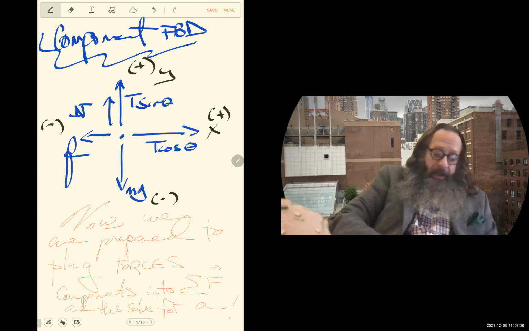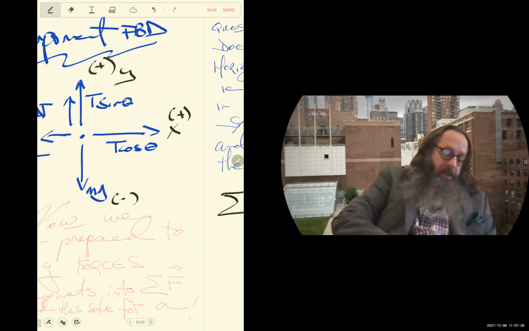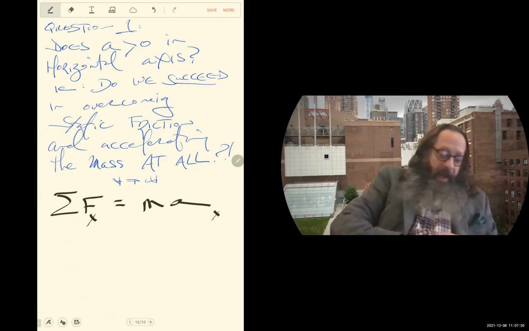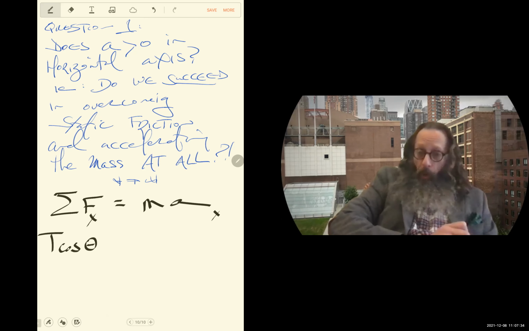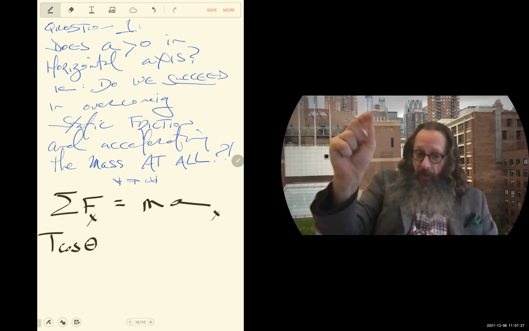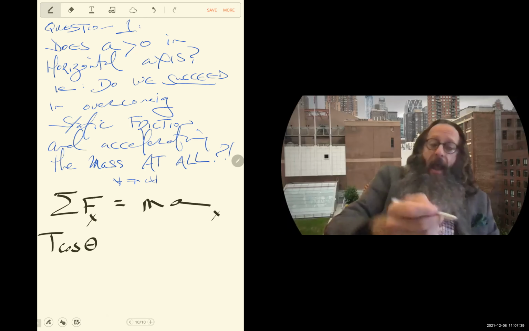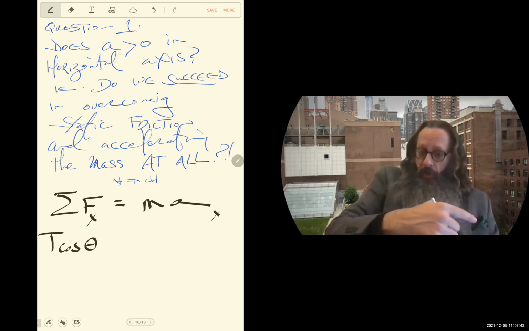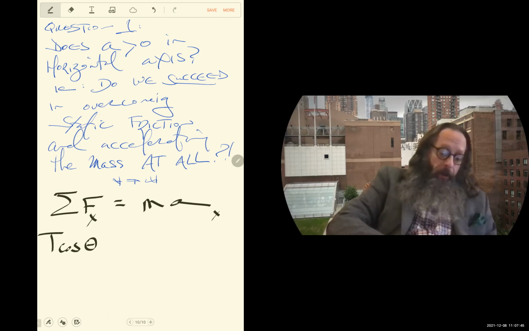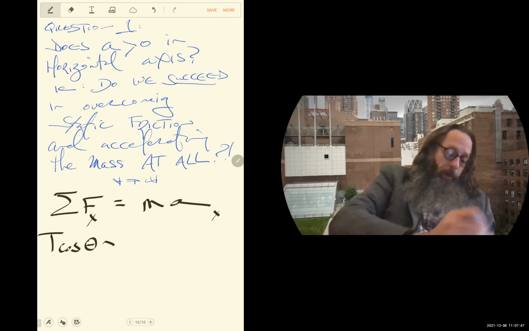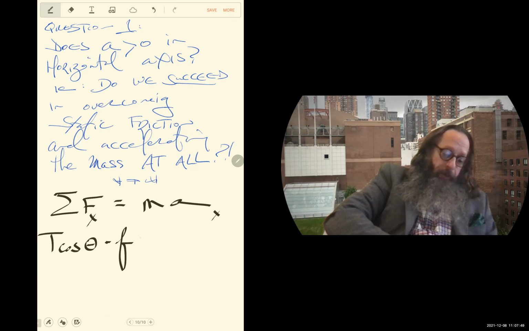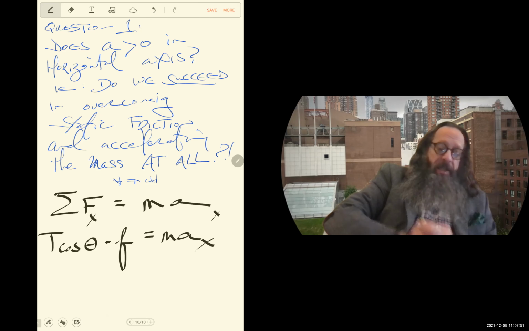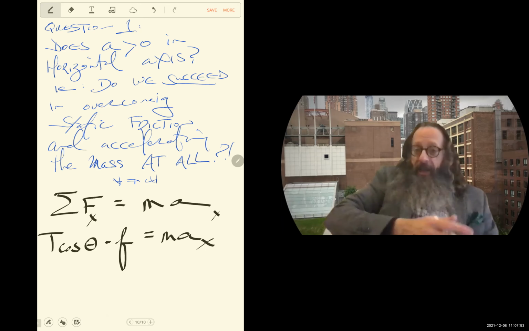All right, so I'm looking at the x-axis, adding up all the forces in the x-axis. So I have T cosine theta, the horizontal component of tension, going one way, and I'm adding it to the friction, which is also in that axis, but going the other way. So I'm going to put a minus sign on the friction, right? So this is an F net equals MA statement for the x-axis.